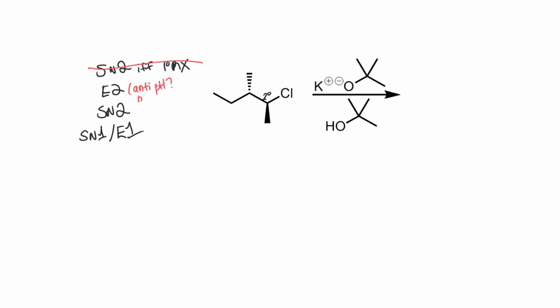I need a base. Let's look over the arrow. T-butoxide is a base, check. Since we found our leaving group, that means this is our alpha carbon. Let's find our beta carbons. Beta 1, beta 2. We definitely have beta carbons. That means we have beta H's.